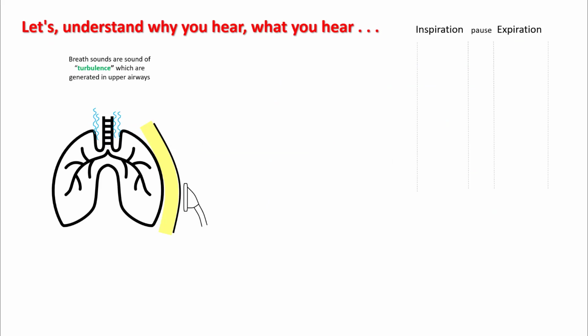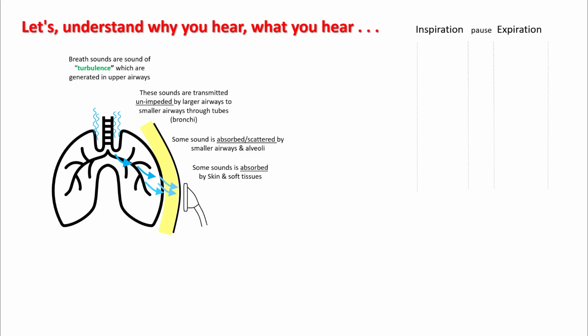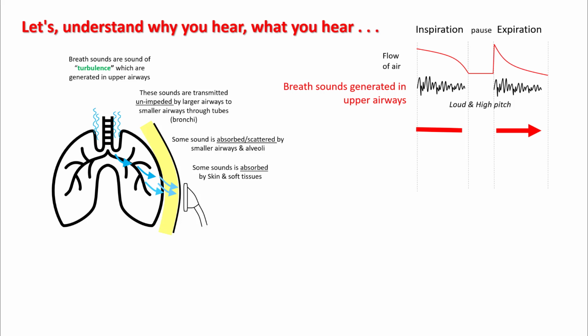So the breath sounds are sounds of turbulence generated in the upper airways. These are transmitted down into your larger airways to your smaller airways unimpeded. Some of this sound is now absorbed by alveoli and scattered by airways, and some of it is absorbed by skin and soft tissues, and the rest of it is auscultated through your stethoscope. Since turbulence depends on flow, most of this sound is generated during early inspiration and early expiration. These are loud and high-pitched sounds. If you observe closely, there is a pause between inspiration and expiration. So there is a gap of sound between inspiration and expiration.